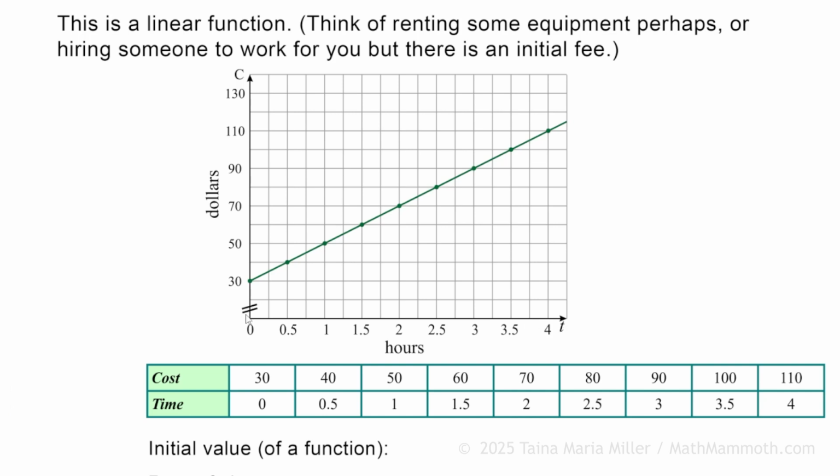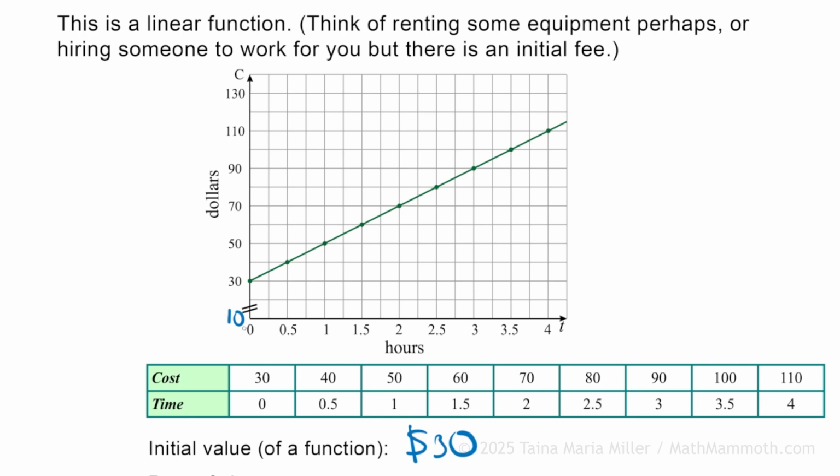Now, this double line here at the axis means that the scaling on this vertical axis does not start from 0. In other words, some of the axis is not shown. It's like cut off. In fact, if you look at these numbers, there's 90, 70, 50, 30. So here would actually be 10 right there. The initial value of any function is its value when the input is 0. Time is our input, cost is our output. So the initial value of this function is $30. And in general, the initial value of a function is its value when the input is 0.